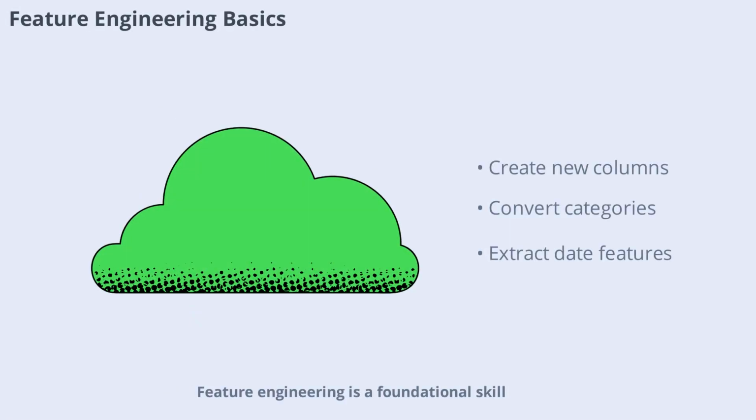step. Feature engineering is a foundational skill in data analysis and machine learning. It involves creating new columns, transforming existing data, and extracting meaningful information from raw datasets. For example, you might convert text categories into numbers or extract the year and month from a date column. These steps help your models understand the data better and often lead to improved accuracy. Throughout this section, we'll explore why thoughtful feature engineering can make or break your analysis.